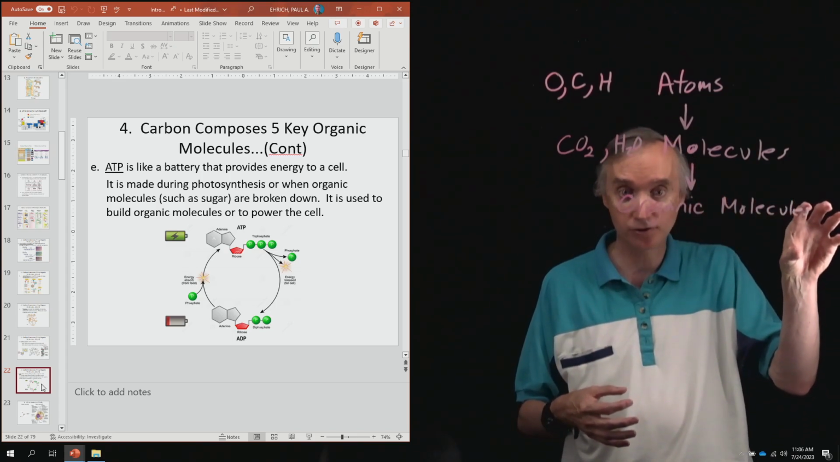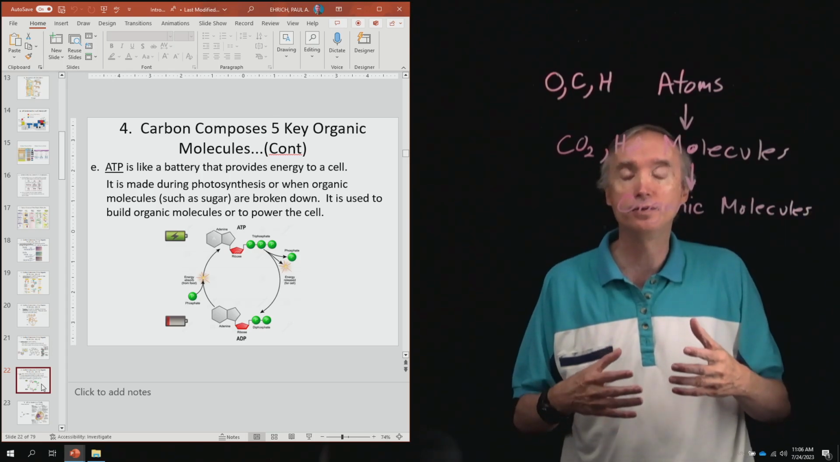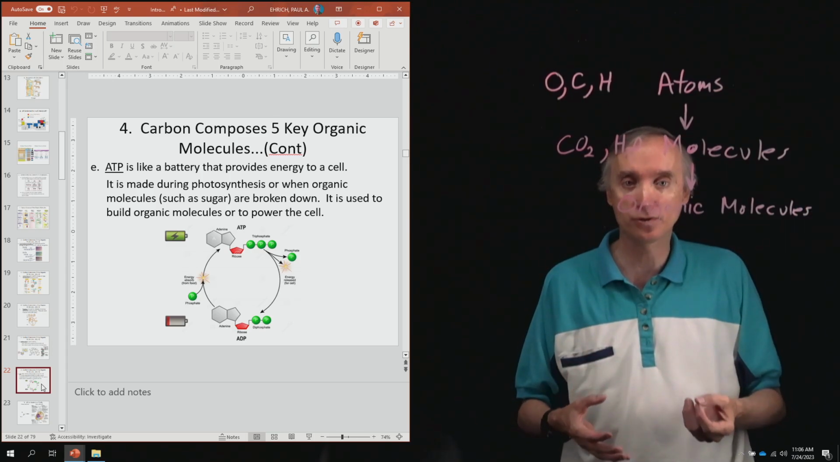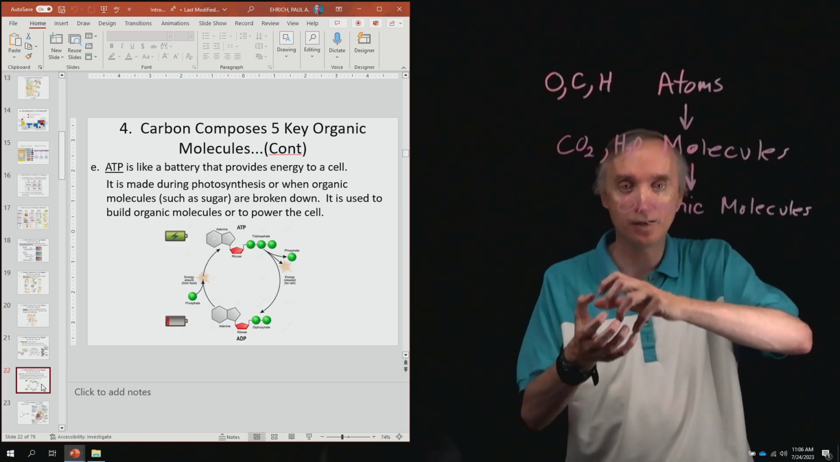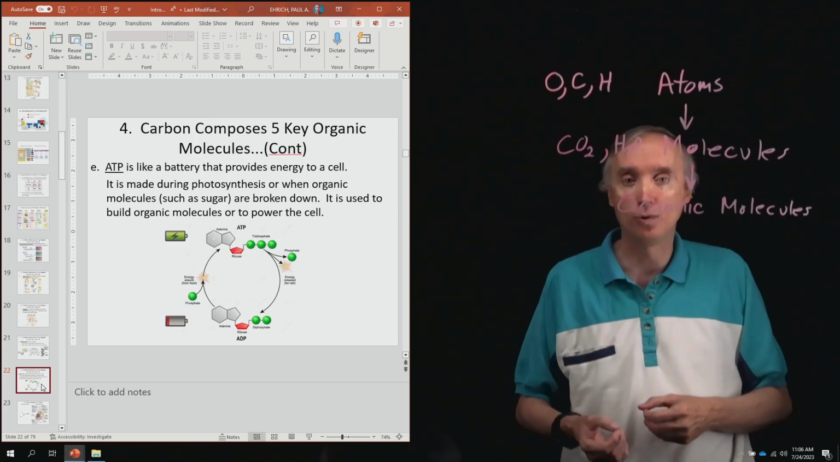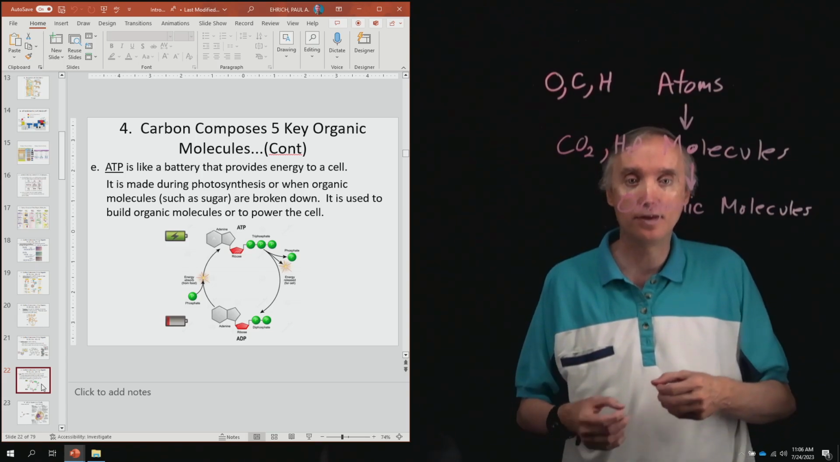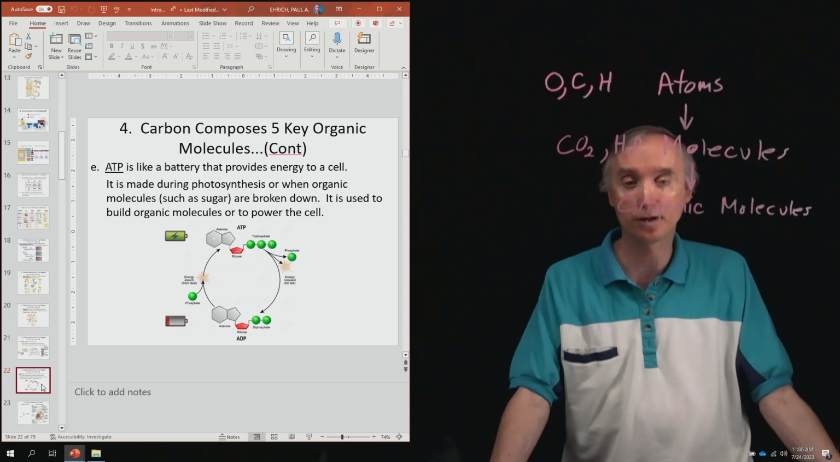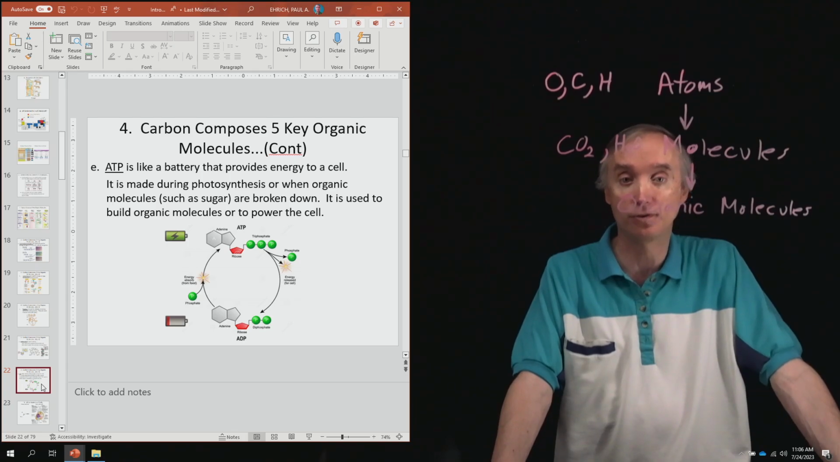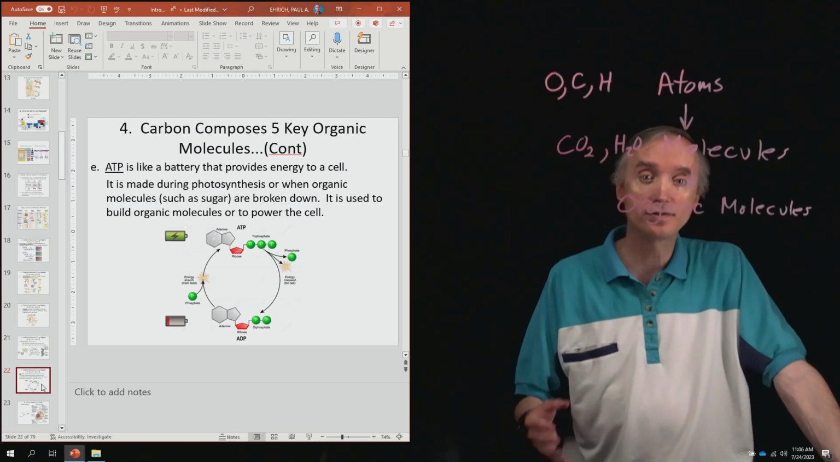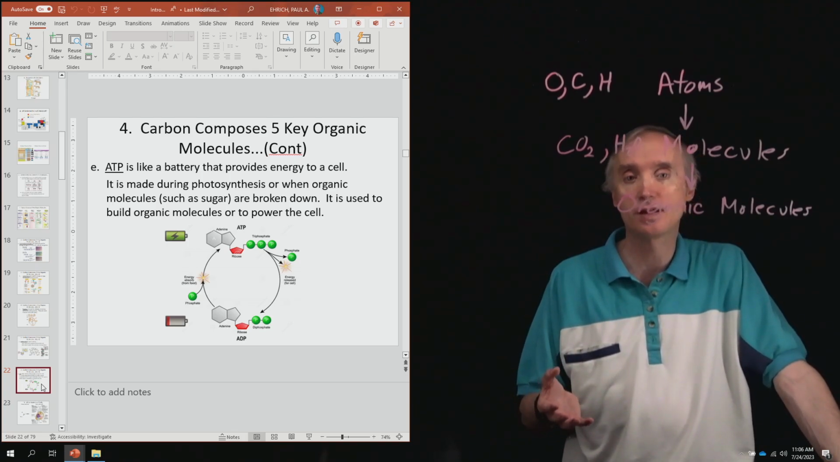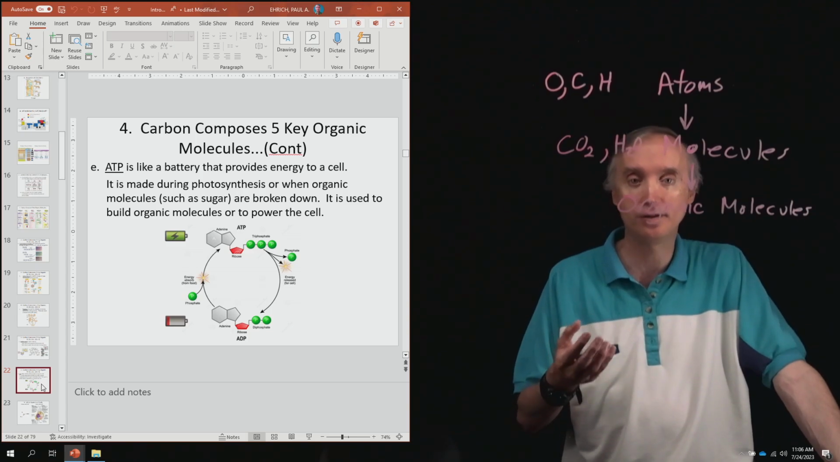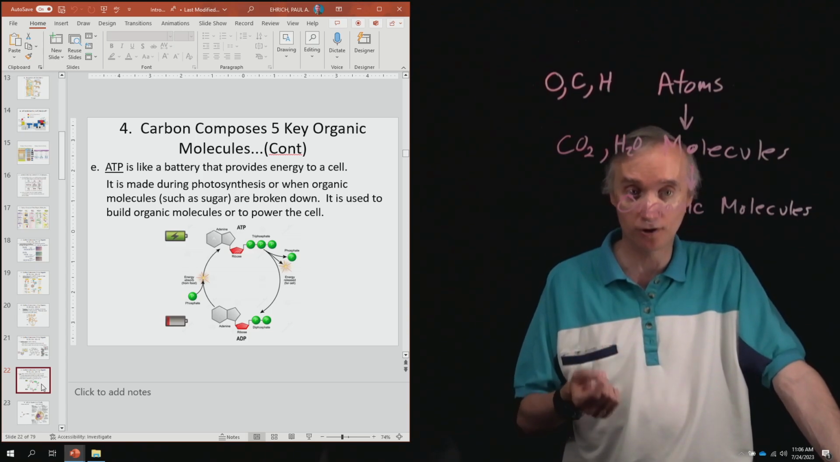balls attached to it. Then when you want to get energy out of ATP, chemically you pull off one of those phosphates, and then it's going to release energy that then can be used to power other chemical reactions in your cells. Well, once the ATP loses that phosphate, it's like a dead battery, and it has to be recharged.